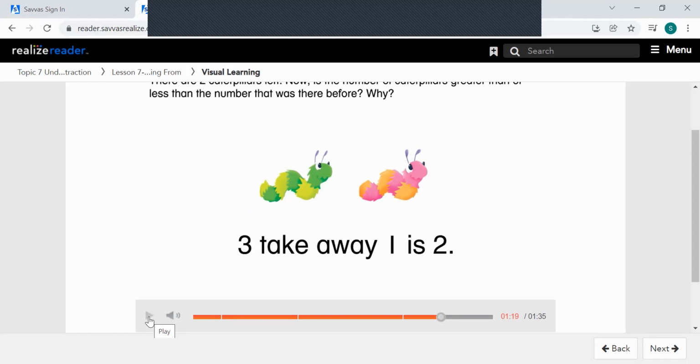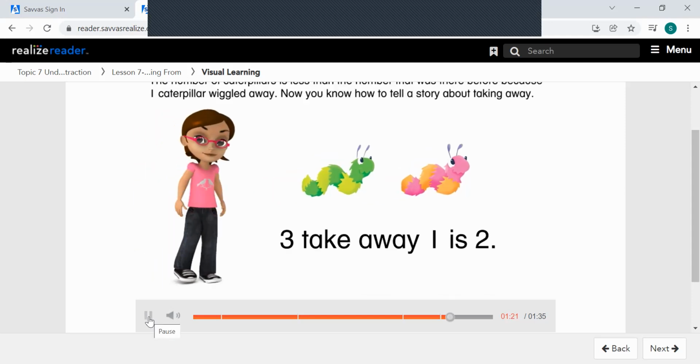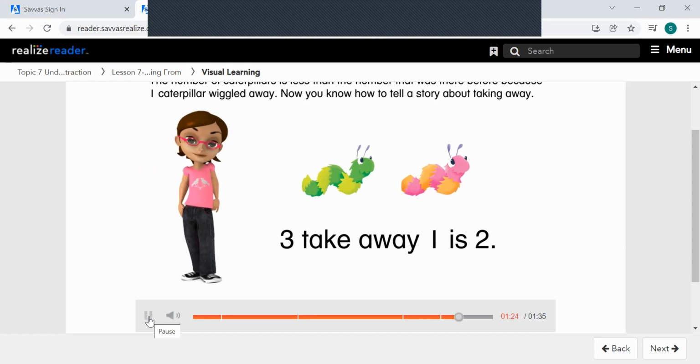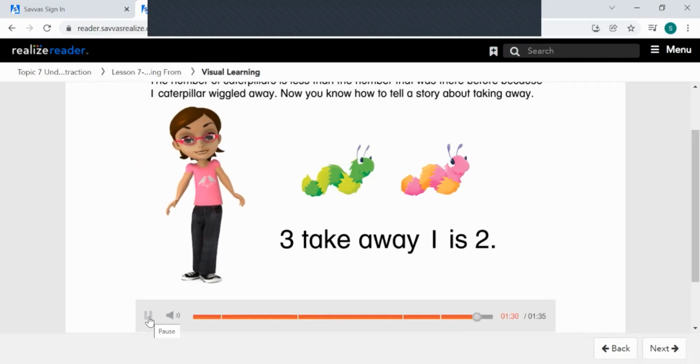Are 2 caterpillars greater or less than 3? 2 is less than 3. The answer always has to be less than the initial group because we're taking away. So the answer 2 remaining is always going to be less than the group before. The number of caterpillars is less than the number that was there before, because one caterpillar wiggled away. Now you know how to tell a story about taking away.